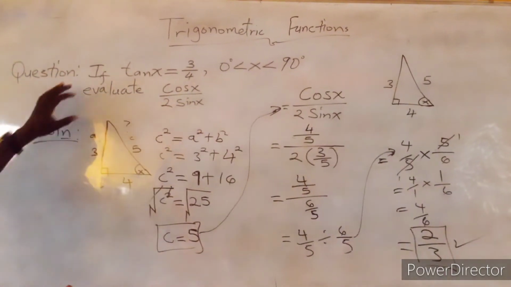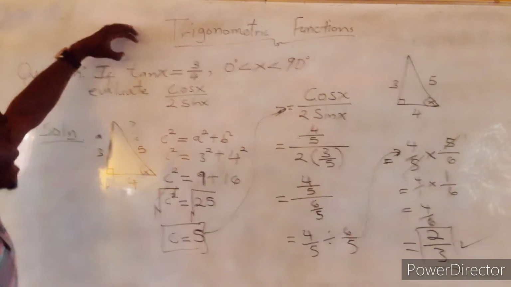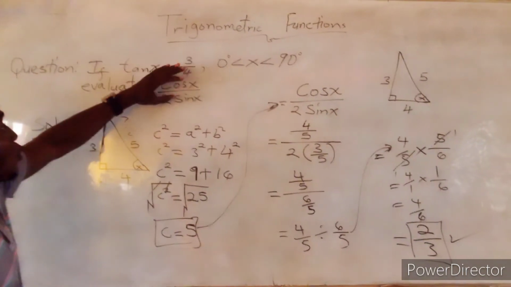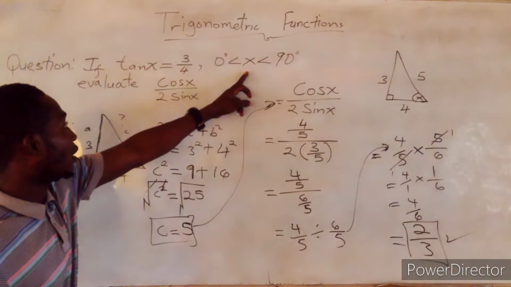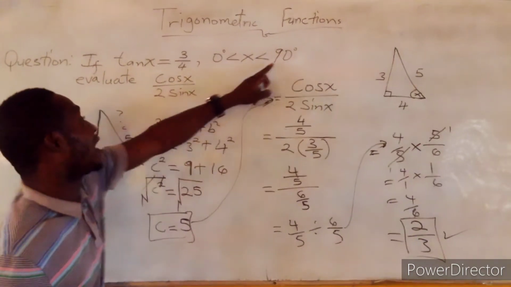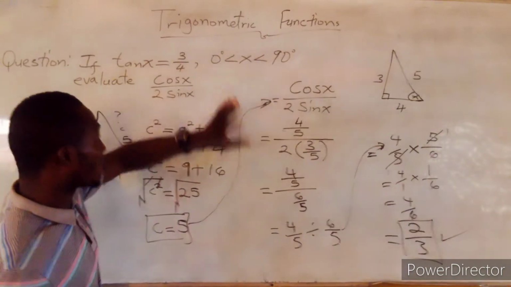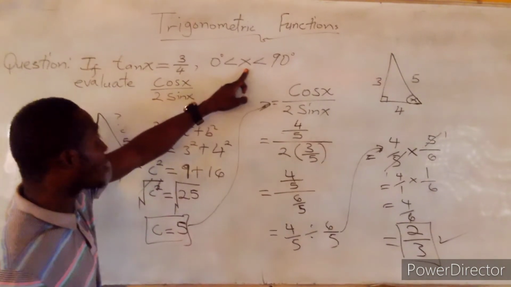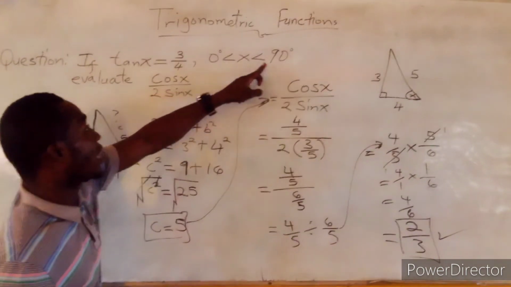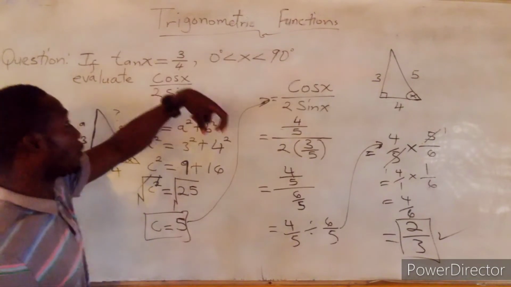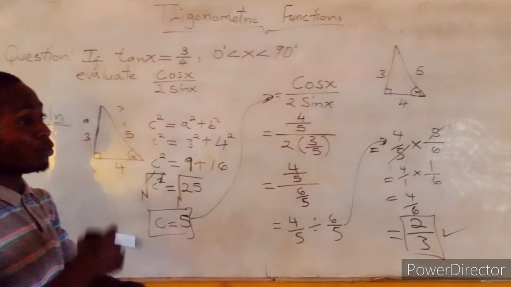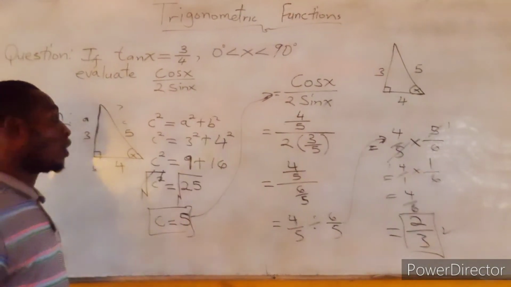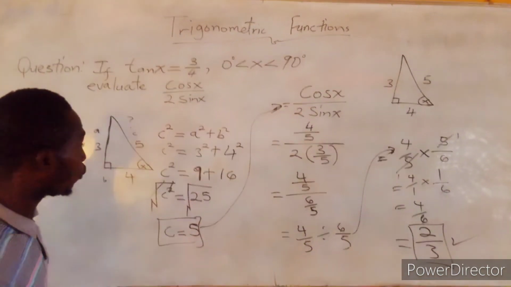earlier, the question here says if tangent x equals 3/4 and x lies between 0 degrees and 90 degrees, exclusive, that means 0 degrees is not part of the solution, and 90 degrees is also not part of x. That means x will be between 0 and 90. That means it could be 30 degrees, 45 degrees, 20 degrees, and so forth.